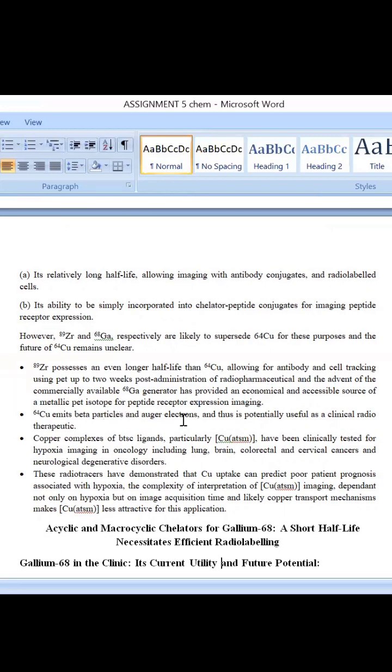Cu-64 emits beta particles and Auger electrons, thus is potentially useful as a clinical radiotherapeutic. Copper complexes of ATSM ligands particularly have been clinically tested for hypoxia imaging in oncology, including lung, brain, colorectal, and cervical cancers and neurological degenerative disorders. These radiotracers have demonstrated that Cu uptake can predict poor patient prognosis associated with hypoxia. The complexity of interpretation of Cu imaging, dependent not only on hypoxia but on image acquisition time and likely copper transport mechanism, makes it less attractive for this application.